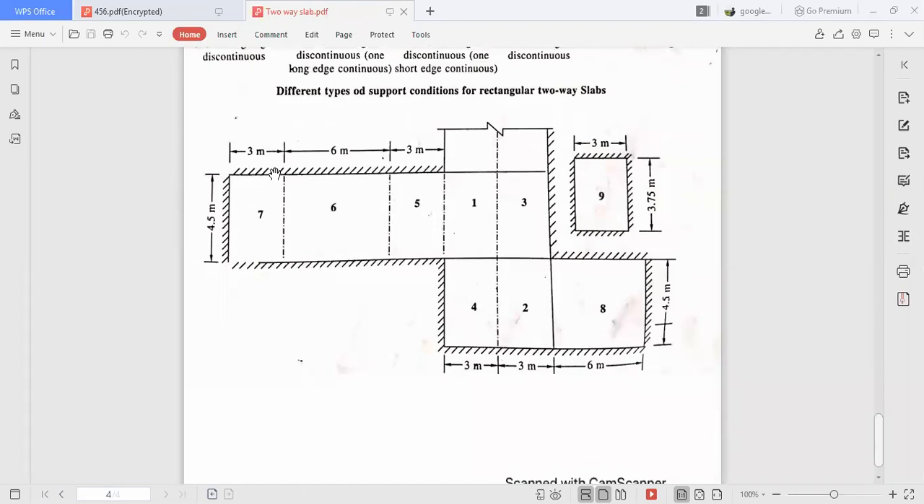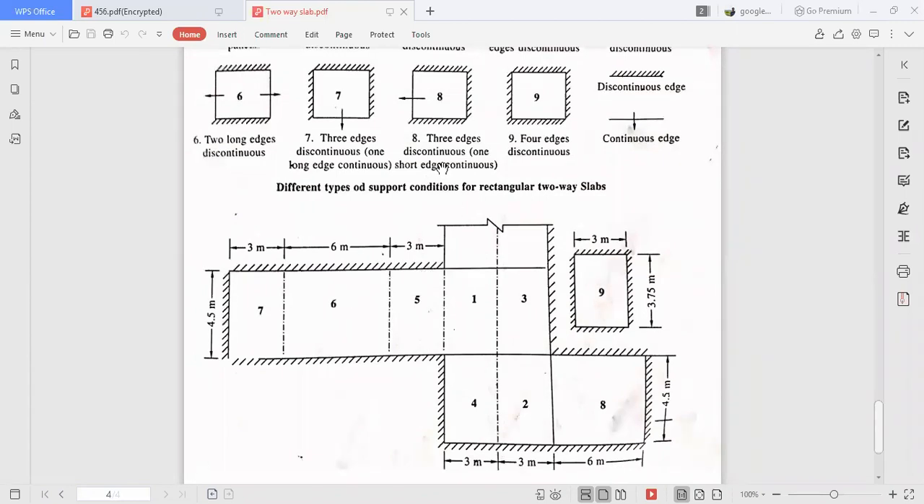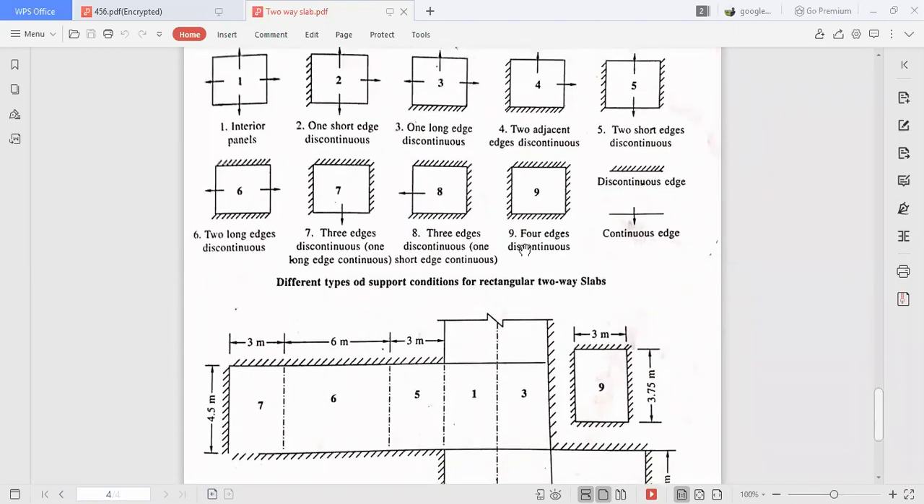Let us see the seventh one. 3 are discontinuous, 1 long edge is continuous. And coming to 8th, this is long, this is long, this is short, and one short is continuous. Three are discontinuous, only one short is continuous. Here one long is continuous. Okay, and the last panel, which is four edges discontinuous, all edges are discontinuous. Okay, so whenever you find any square slabs or rectangular slabs, any type of rectangular slab will come under one of these cases. 100% it will come under one of these cases.